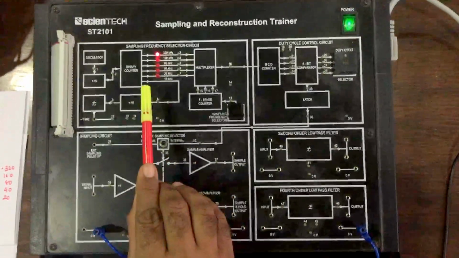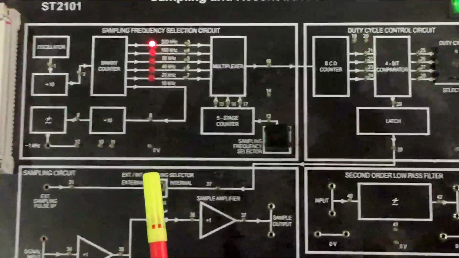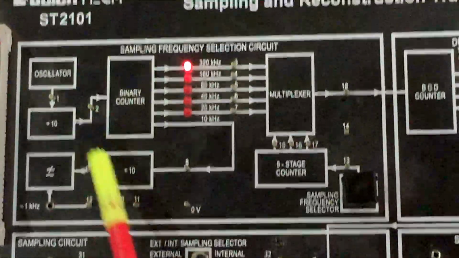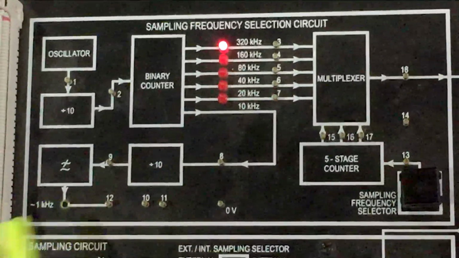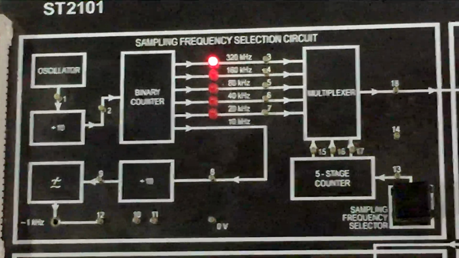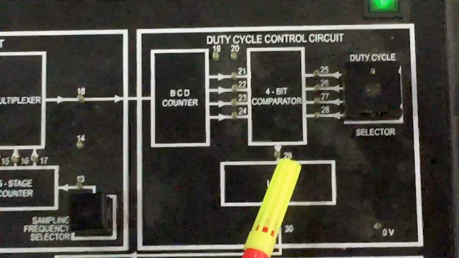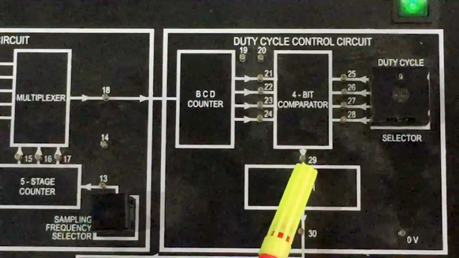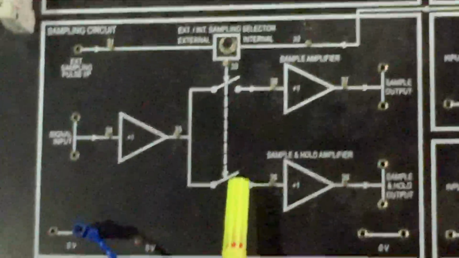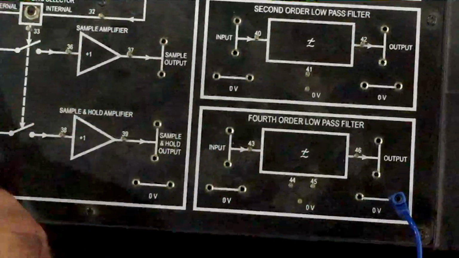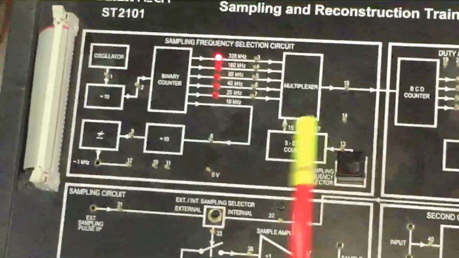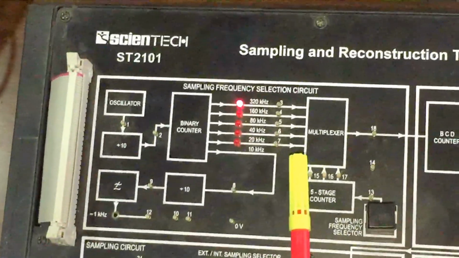The first part is the sampling frequency selection circuit, which generates various sampling frequencies and the modulating frequency, or the information frequency. The second is the duty cycle control circuit, where we can change the width of the pulse. The third is the sampler and sample and hold amplifier, and the fourth is a reconstruction filter, second order and fourth order. In this video, we will talk about this section, that is the sampling frequency selection circuit.